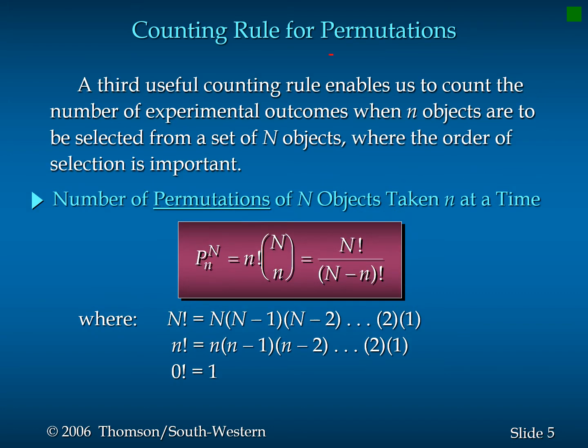And the other counting rule is for permutations. Notice the formula is a little bit different than the combination formula, but the only idea here that's different is, I'm going to circle this, order is important. So you have to get objects in a specific order. That's referred to as a permutation.